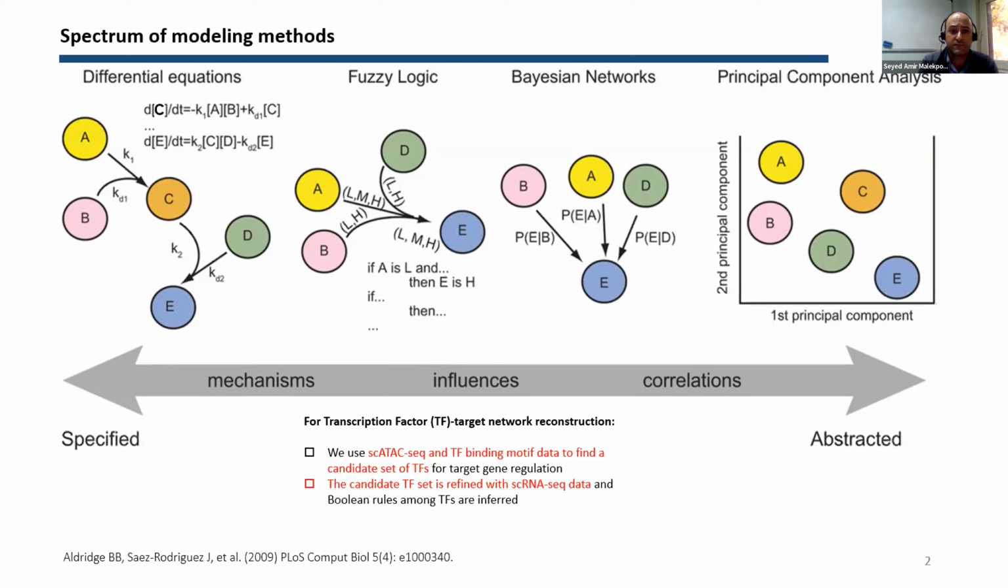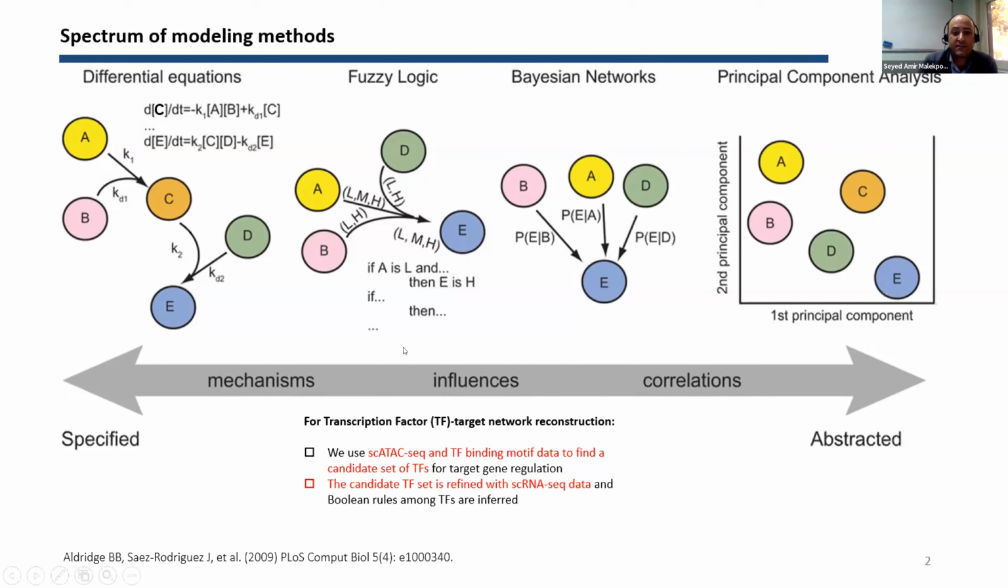In fuzzy logic, actually, researchers are looking to find a logical interaction among regulators like A, B, and D in regulating the target gene.